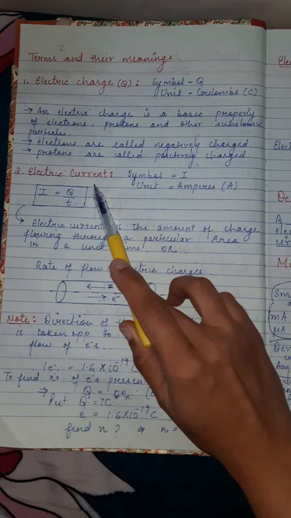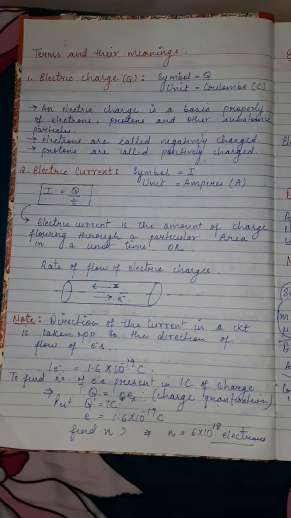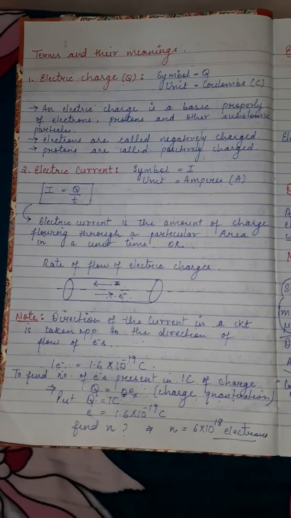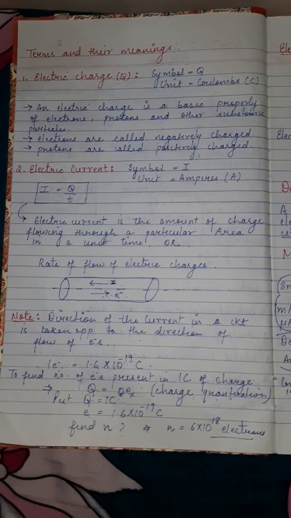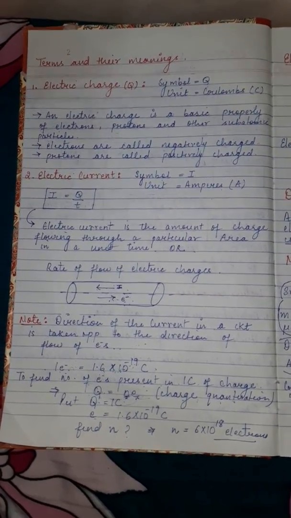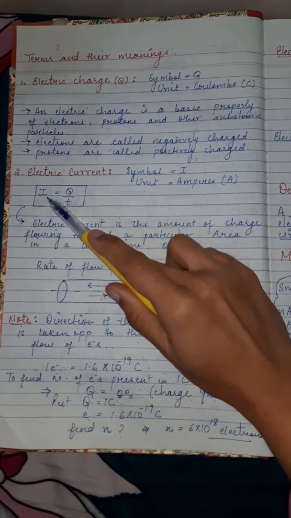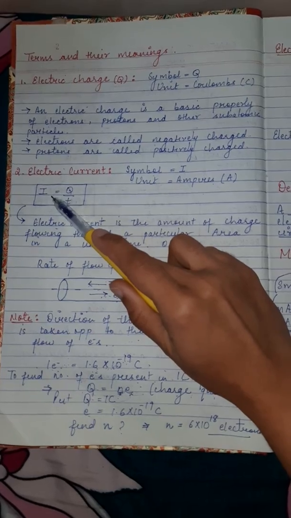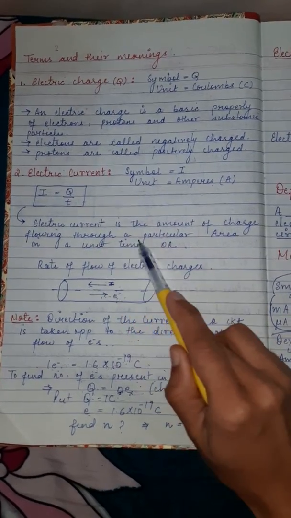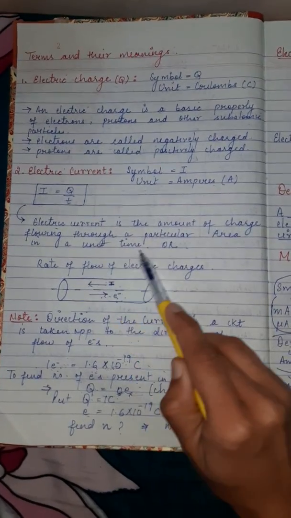Now, what is electric current? To understand what is electricity, we say normally that electricity is a flow of current in any wire or any circuit or any conductor. But in physics terms, we will say that electricity is a flow of charge. So in other words, we can say that the current is nothing but a flow of charge in a circuit. So how do we define electric current? Electric current is the amount of charge flowing through a particular area in a unit time.